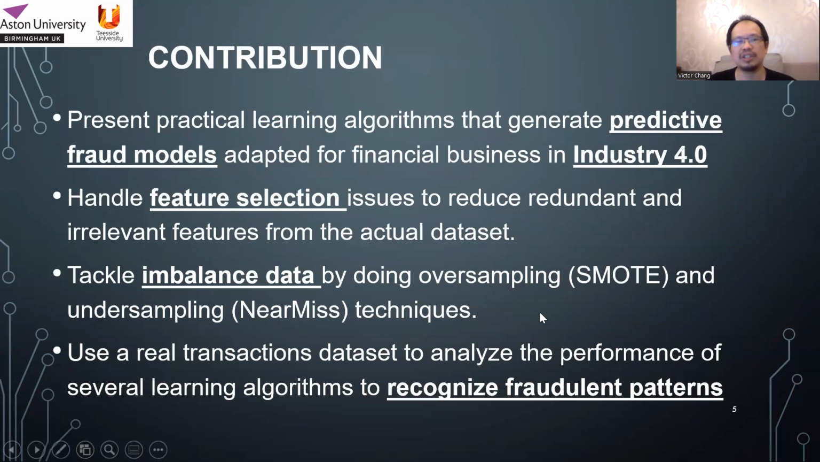Our contribution includes, first, we present a practical learning algorithm to generate predictive fraud models adapted for financial business in Industry 4.0. Second, we handle feature selection issues to reduce redundant and irrelevant features from actual data sets. You know that the data set may not be in perfect shape, therefore we have to reduce redundant, irrelevant features. The next thing is imbalanced data, and we provide a solution to tackle it by doing oversampling, namely SMOTE, and undersampling, namely the NearMiss technique. We're going to get into a little more detail later.